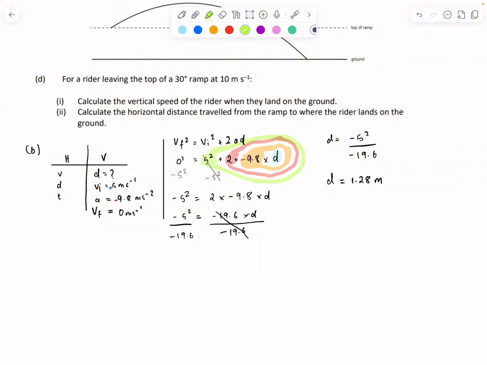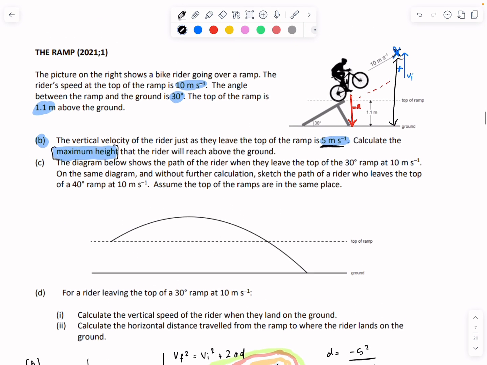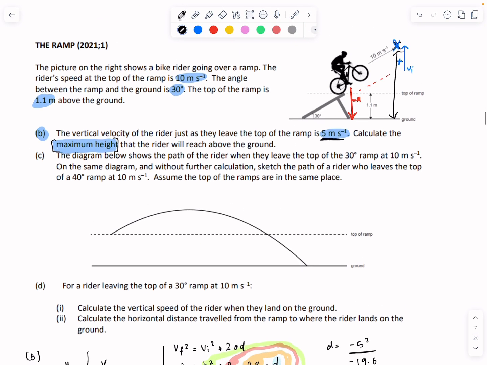I have worked out that this is the peak distance from the top of the ramp. But the question is asking us what's the maximum height above the ground, okay?